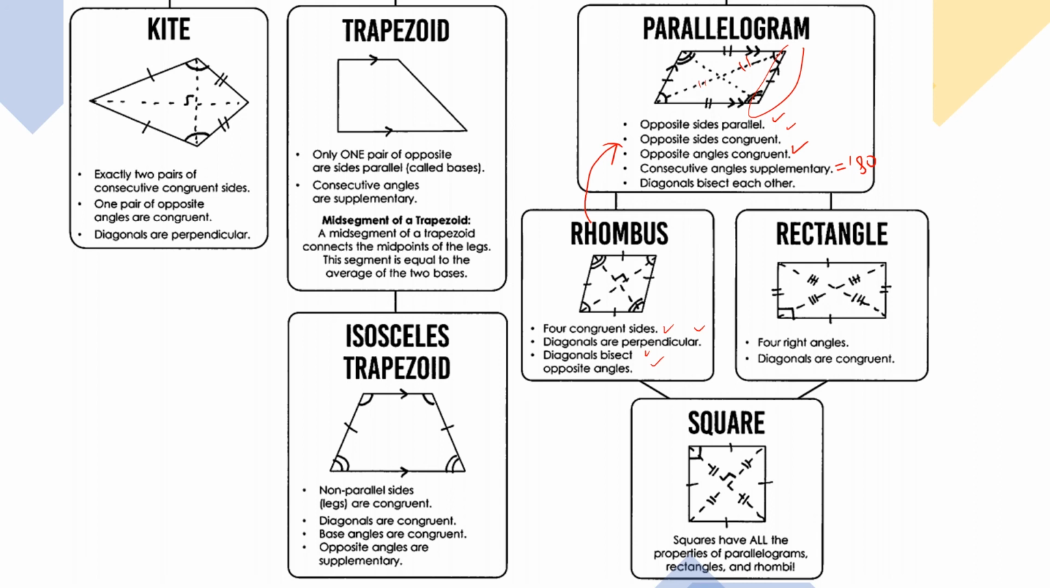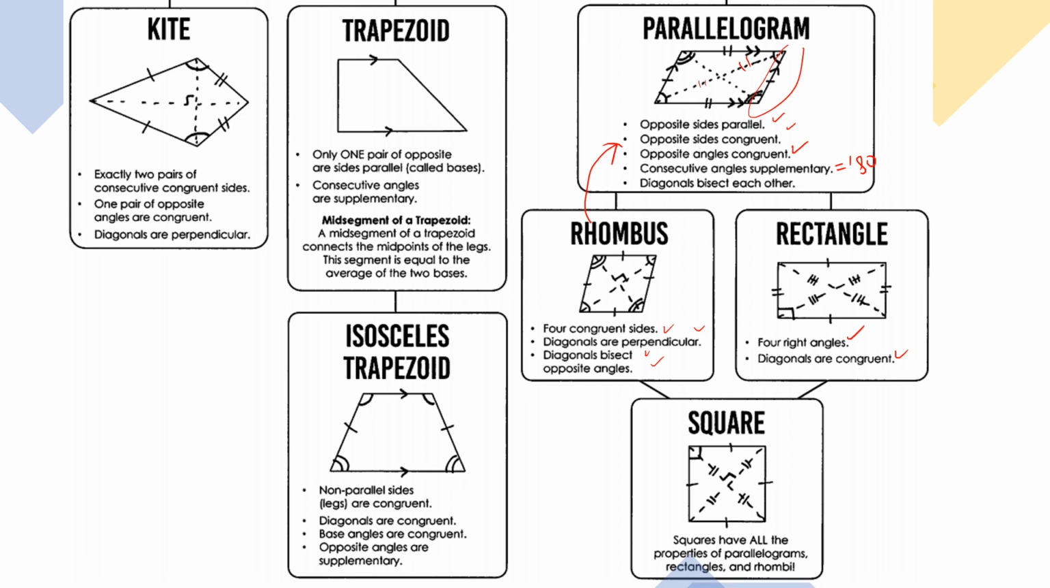Rectangle, same thing. It will have all of the conditions for a parallelogram. And then with these two conditions here, a square will have conditions of all of them. It will have conditions for both the rectangle and the rhombus and the parallelogram. But in addition to that, it has 4 congruent sides.